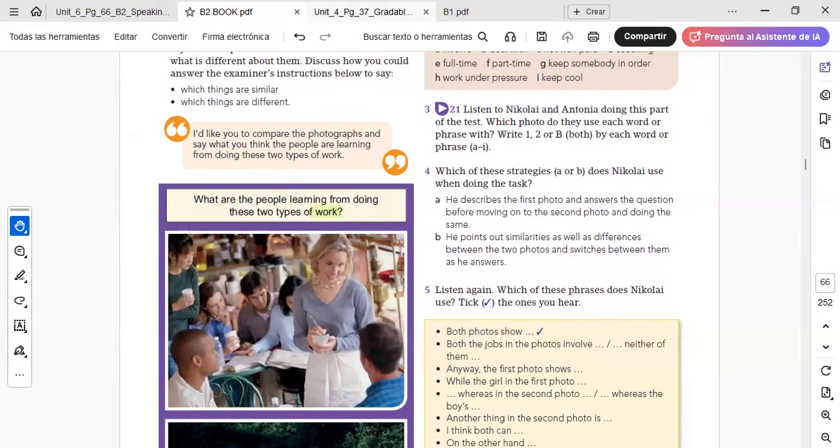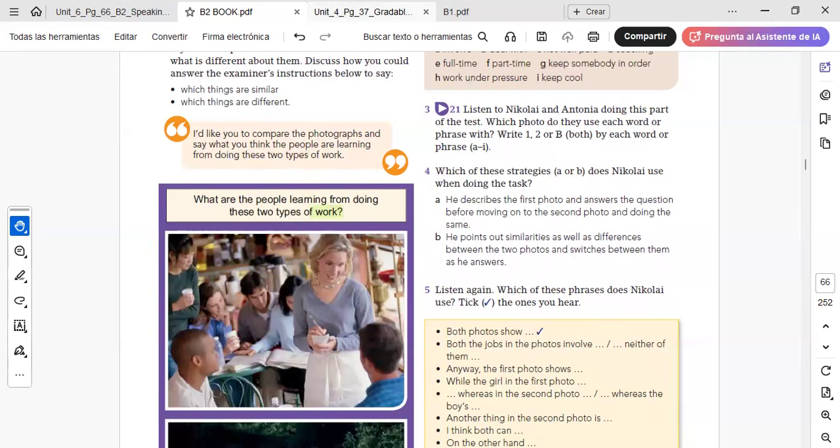Okay, listen. Unit 6. Speaking Part 2. Exercise 3. Here are your photographs. They show young people doing jobs. I'd like you to compare the photographs and say what you think the people are learning from doing these two types of work.